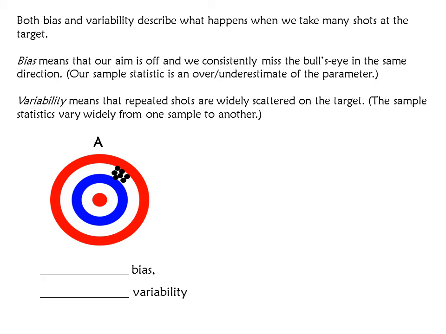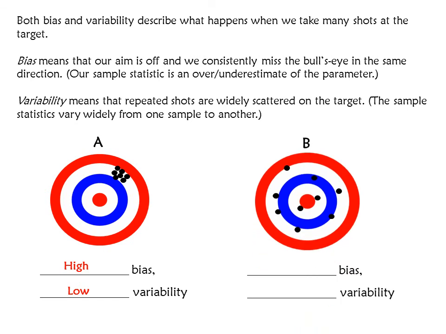So looking at target A, we see that the majority of the arrows have been shot in the same direction away from the bullseye. However, all of the dots are consistently close together. So the bias is high because it is not close to the middle, and variability is low because the shots are close together. In our next target, we see that the shots are all around the bullseye, so they aren't all an overestimate and they're not all an underestimate. So we would say that the bias is low. However, the shots are pretty spread out. They're not close together, so they're not consistent. This would be high variability.